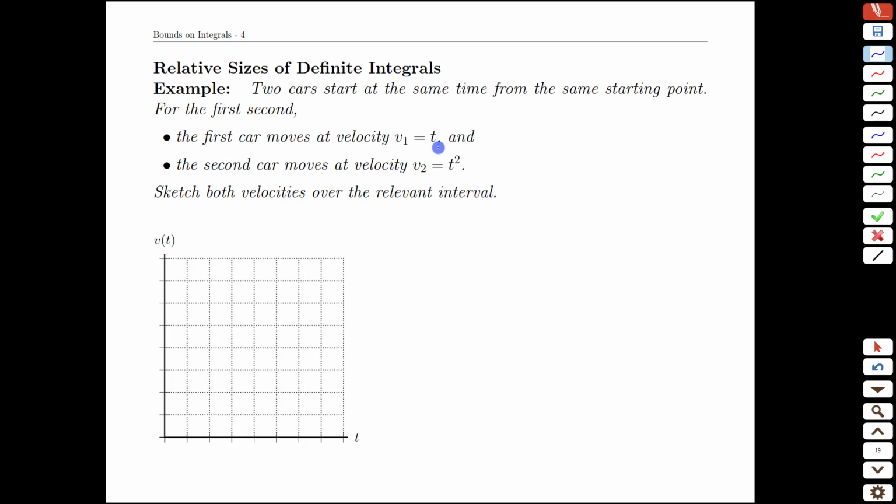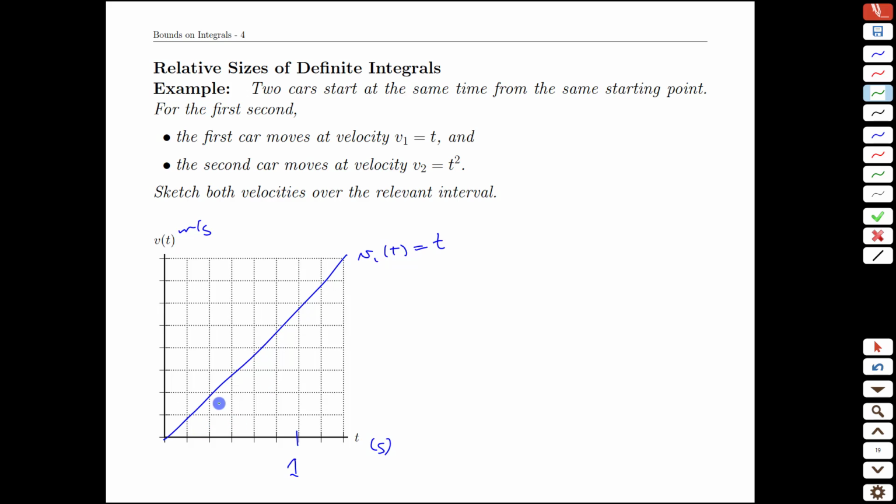The first car is going to move at velocity v1, which is given by the formula t, and the second car is going to move at a separate, different velocity, which will be t squared. And we're interested in the first second of travel. So we indicate time 1 in seconds here, and our velocity in meters per second here. Then v1 is a straight line, like so.